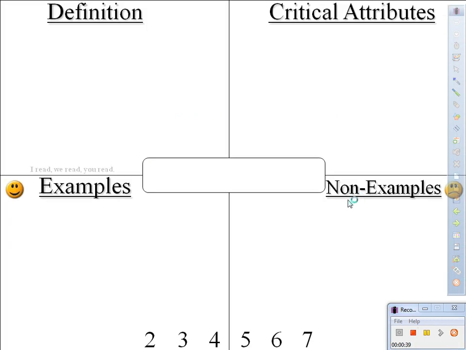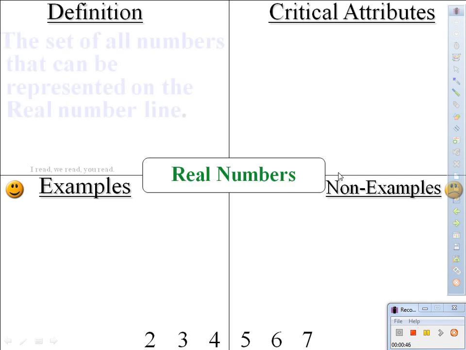Here it goes. On your Frayer model, fill it in the center. Real numbers. Here's the definition. Real numbers are the set of all numbers that can be represented on the real number line.